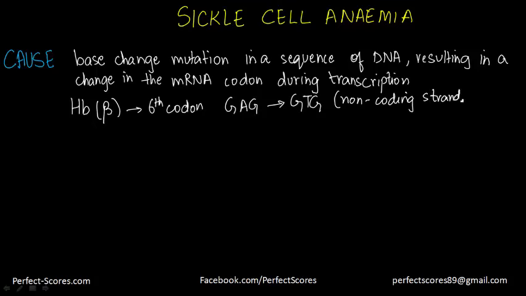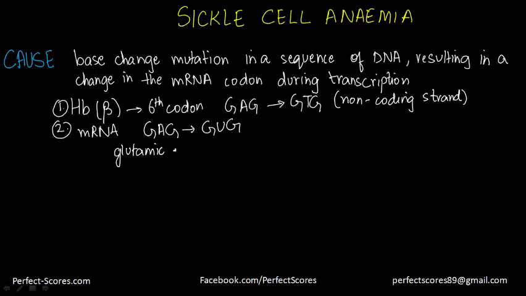So to understand this process, you need to understand the process that takes place in transcription. Now when this happens, this causes a change in the mRNA codon. So that is the first step that happens. The second thing is change in the mRNA codon. So the messenger RNA changes from GAG to GUG. And because of this, the amino acid that is changed is from glutamic acid into valine. So this is the change that happens.